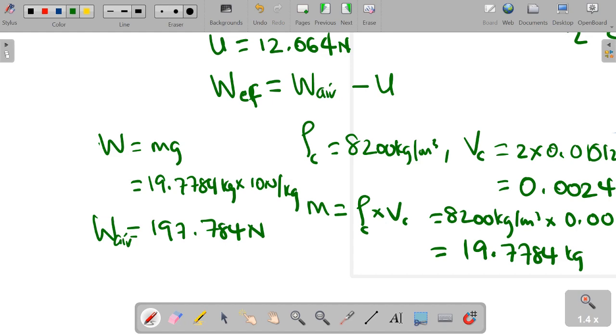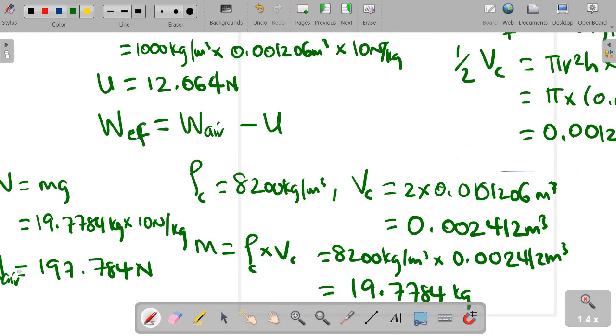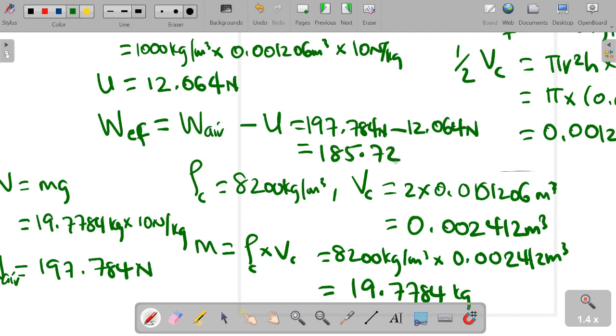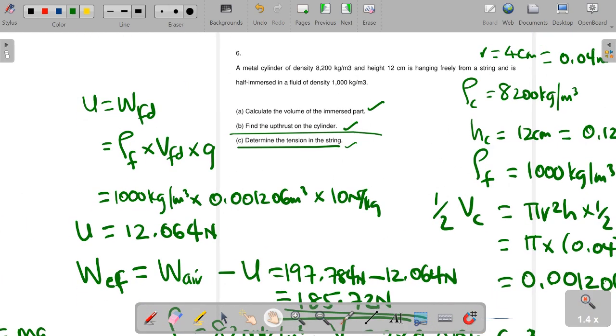After we found the weight in air, now we can go back to our formula. This will give us 197.784 newtons minus 12.06 as the earth thrust. And what we end up getting is 185.72 newtons. That should be our answer. That one will be the tension in the string.